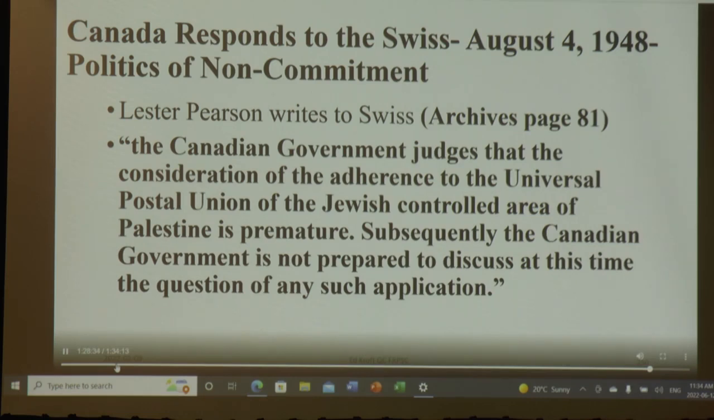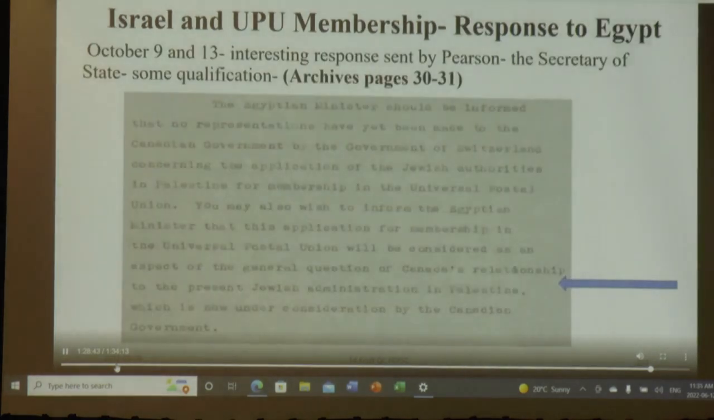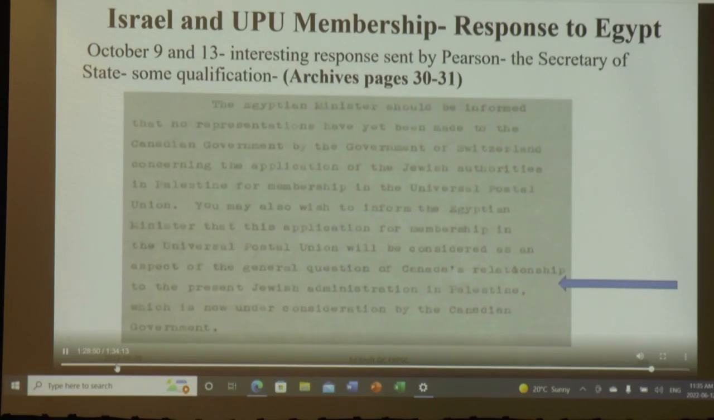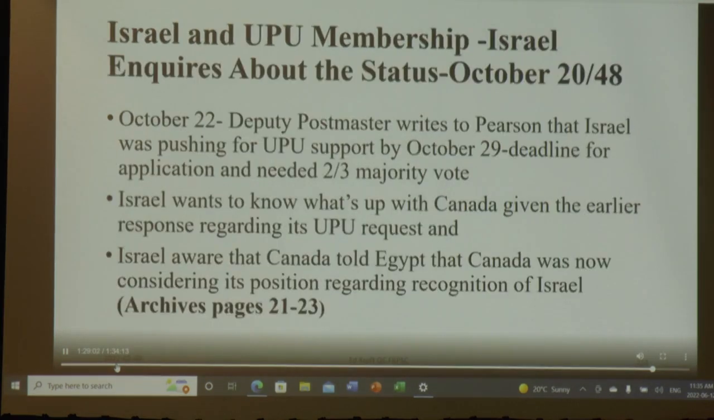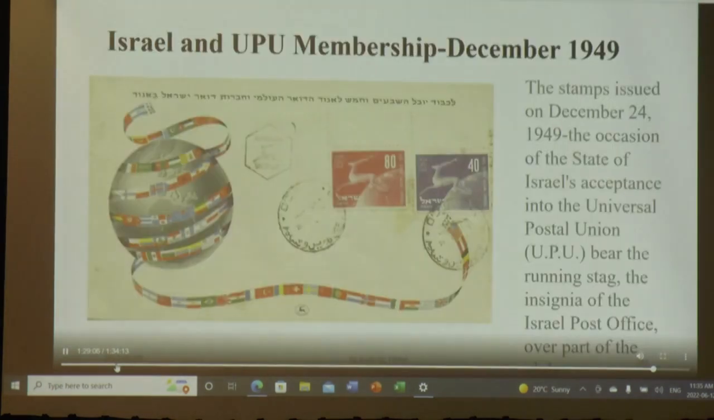And then we have the UK, the UPU, and this is the shocking material in the External Affairs file in the archives, where Pearson tells the Swiss, we're not going to recognize Israel under any circumstances for the reasons I've expressed. There's also material in the file on how the Egyptians imposed on Canada. Basically the Egyptians came to Canada and said, we're asking you to reject the Universal Postal Union application of Israel, which Canada did follow.